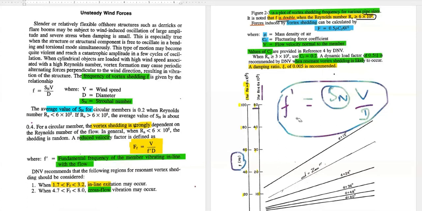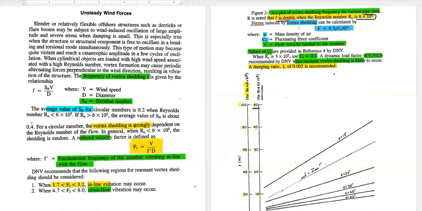So we can see vortex shedding. So forces can be calculated. How can we calculate the force? F equals 0.5 times mass density into fluctuating force coefficient. There is something called force coefficient also there. Force coefficient and area into velocity squared. Then this force coefficient is the fluctuating force coefficient.